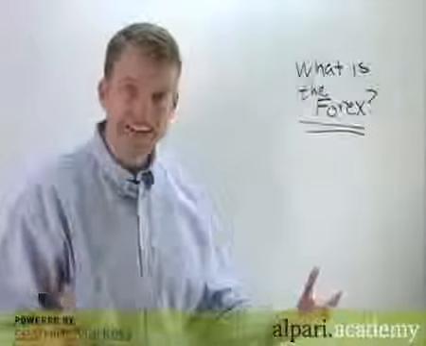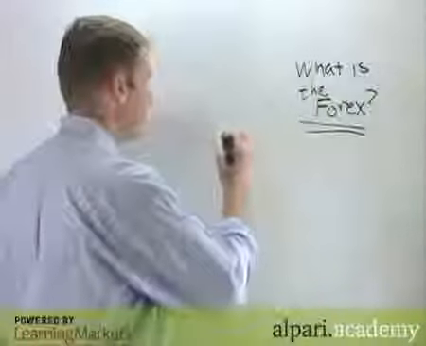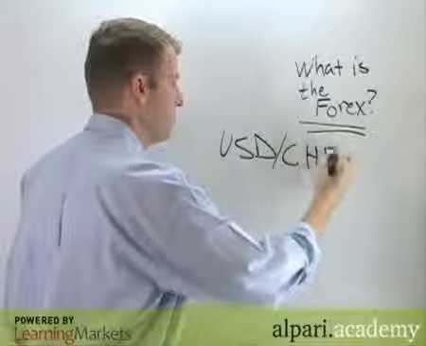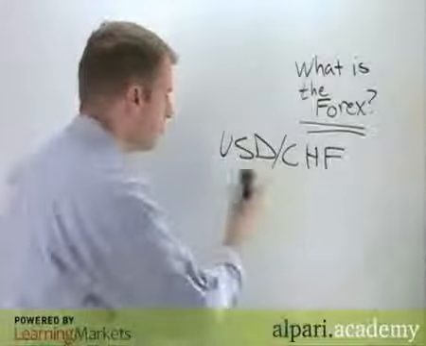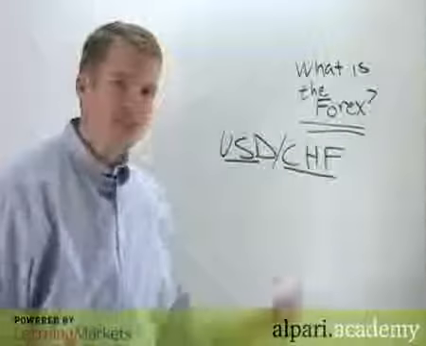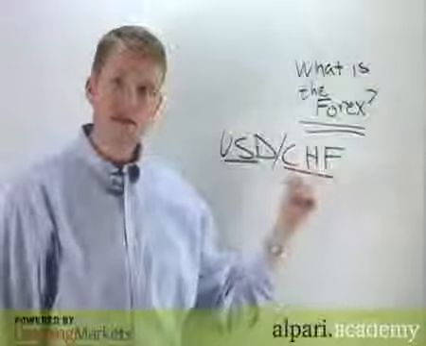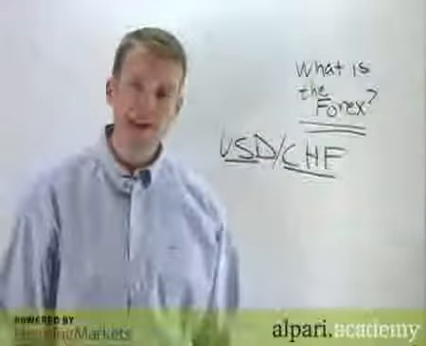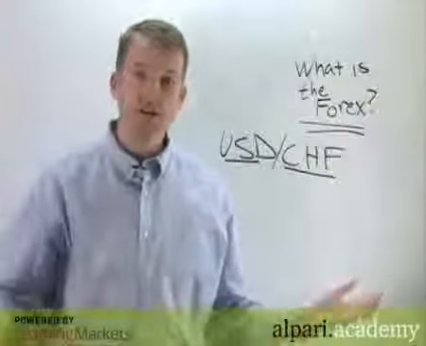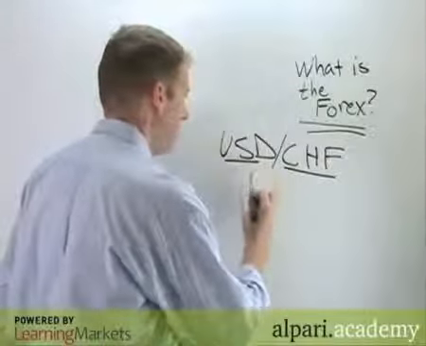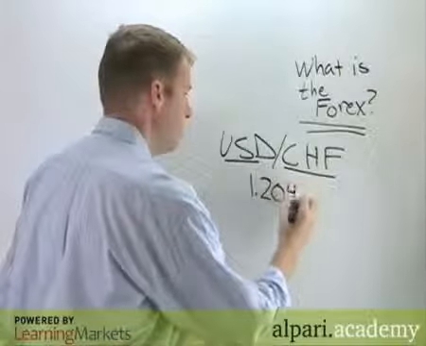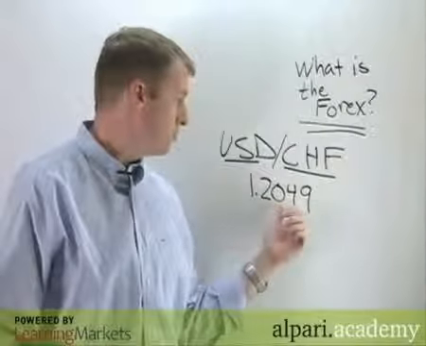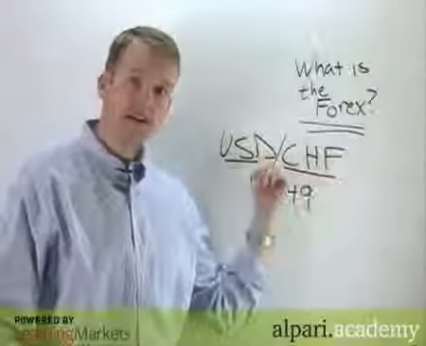Let's say that you live in the United States and you're planning to go take a vacation to Switzerland. That means that you're going to have to convert some spending money, right? So you're going to be converting some dollars into francs. This is the symbol for Swiss francs, and this is the notation you would see when you're talking about a Forex pair. This is the dollar compared to the franc. Well, what is the exchange rate for the dollar franc? Well, let's say it's 1.2049. What that means is that it costs 1.2049 francs to buy a dollar.